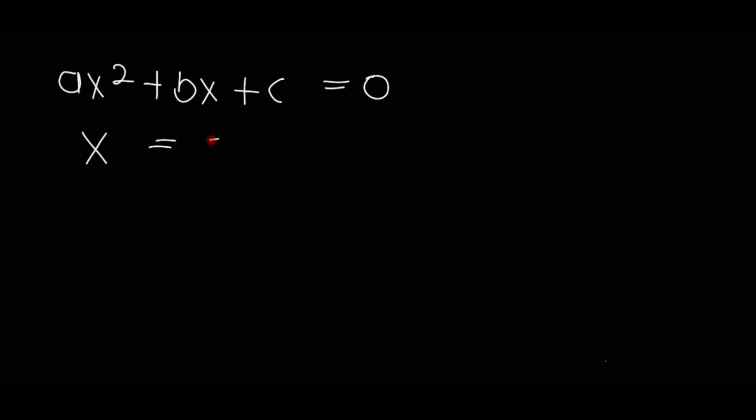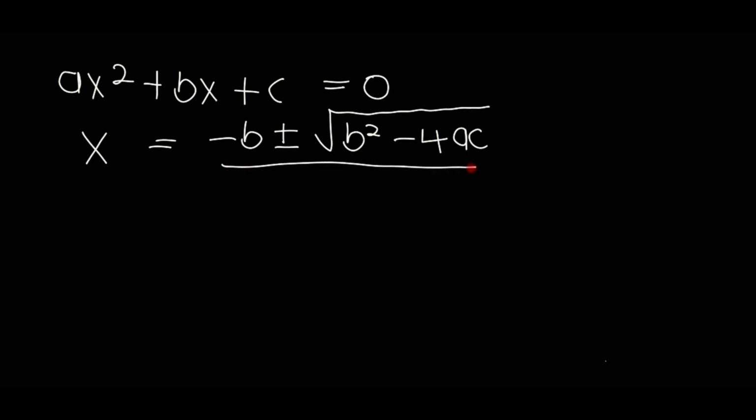Let's discuss the roots of quadratic equations. What exactly are the roots? Actually, the roots are the x values when the equation is 0. The roots of any quadratic equation ax squared plus bx plus c equals 0 can be found by using the formula x equals minus b plus or minus the square root of b squared minus 4ac, all divided by 2a.